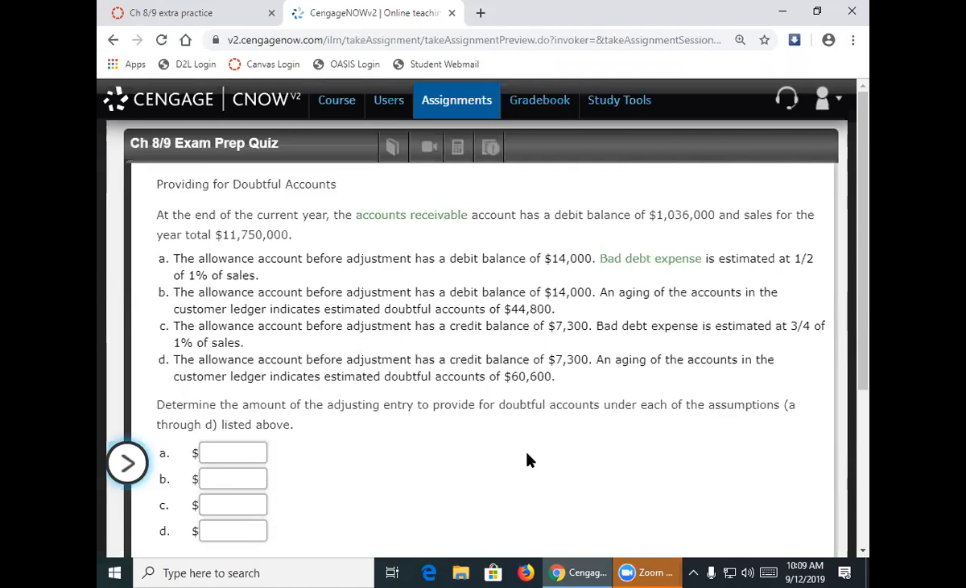Again, I write out the T accounts so you can visualize it. So do that. Bring scrap paper for the test and write out your T accounts. Okay. So if it has a credit balance, correct. Yep.